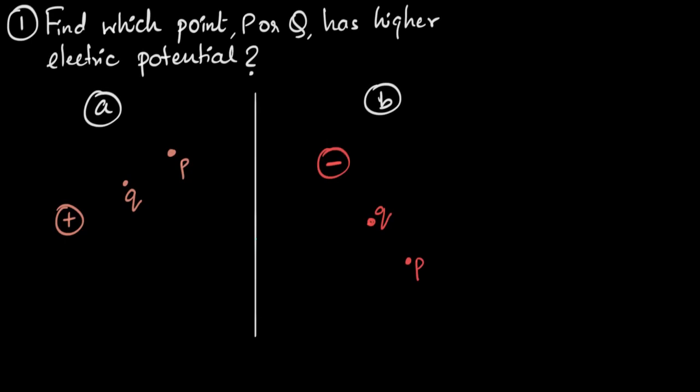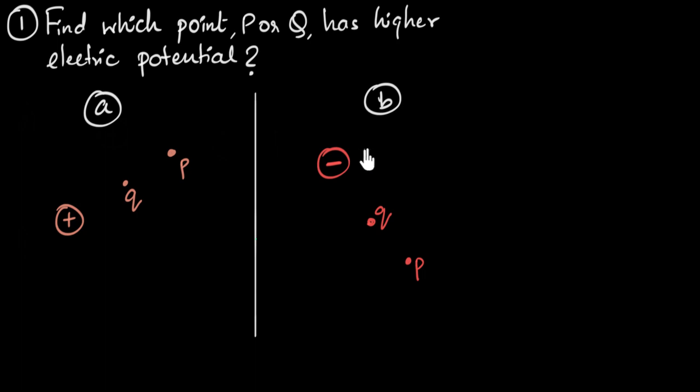Potentials and potential energies can be so confusing. So let's try to solidify our understanding by solving a couple of conceptual problems. So here's problem number one. We are asked to find which point, P or Q, has higher electric potential.